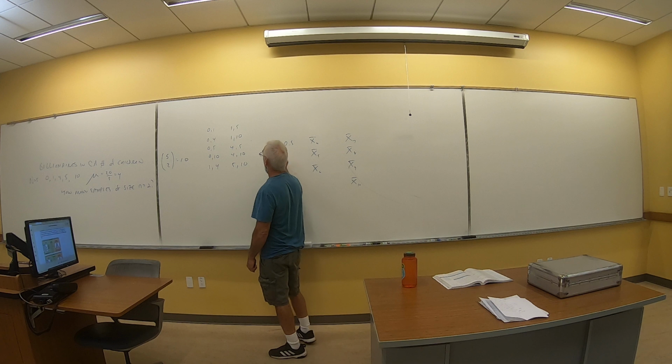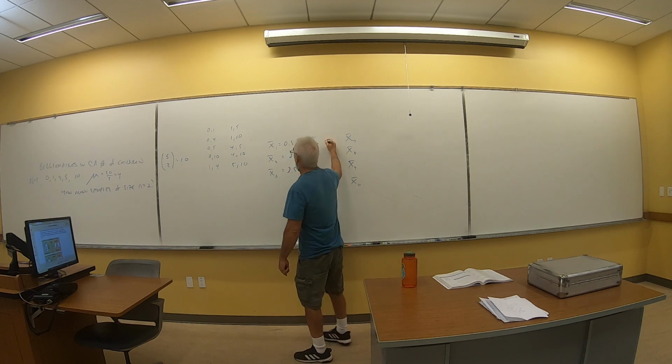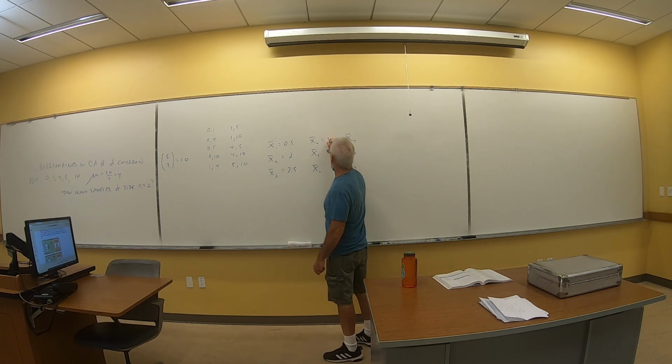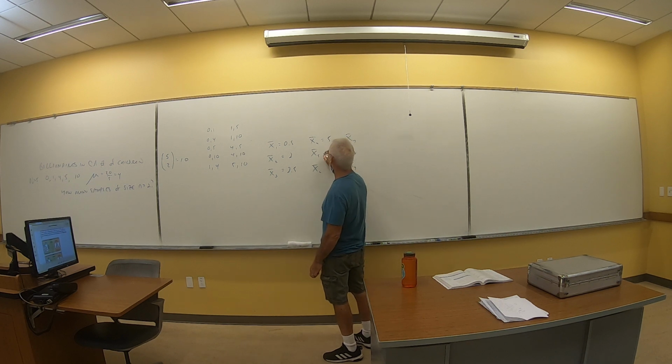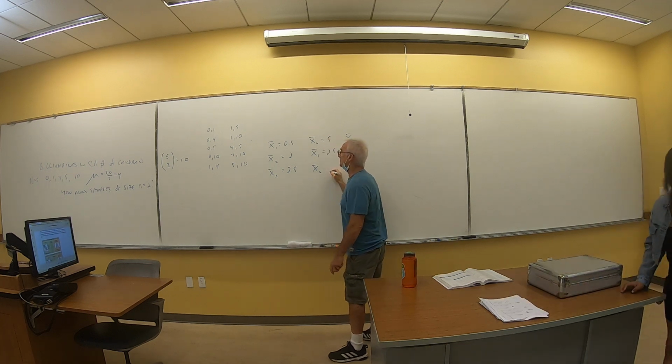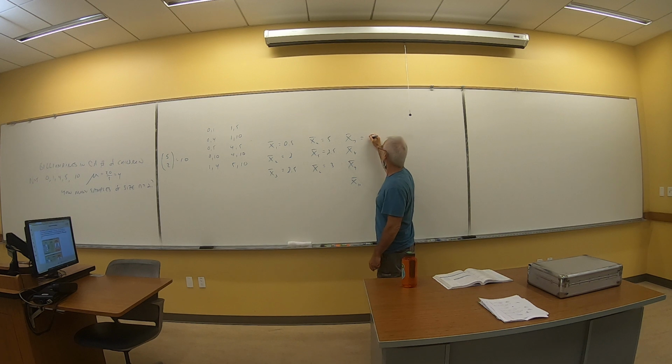0.5. Okay? And what's the second sample mean? 2. The third sample mean? 2.5. The fourth sample mean? 5. Hopefully everybody sees what we're doing here. We're just averaging those 2 numbers. The fifth sample mean? 2.5. The sixth sample mean, now we're up to 3.5. The seventh? 5.5. The eighth? 4.5. Ninth? 7. And the 10th, 7.5.